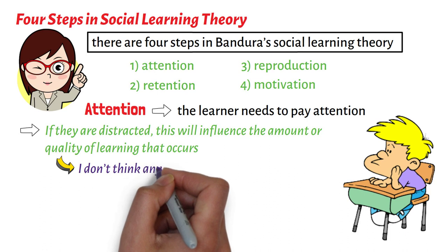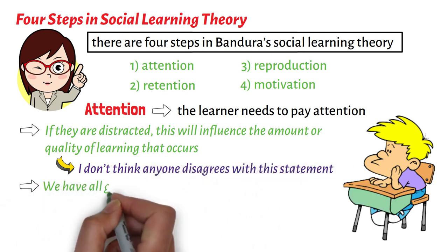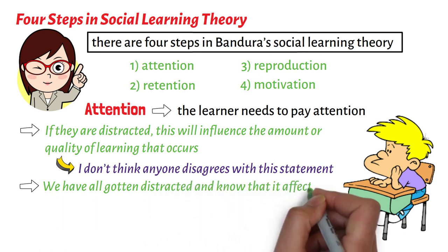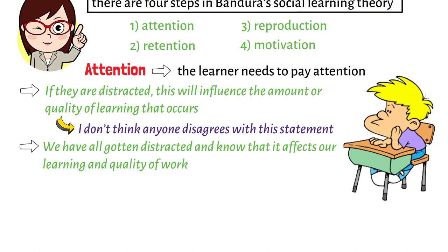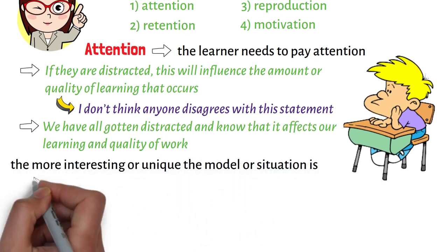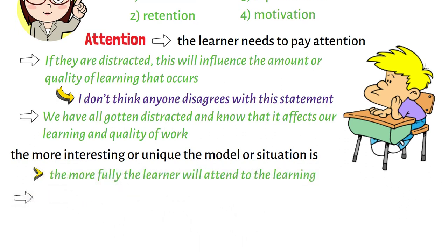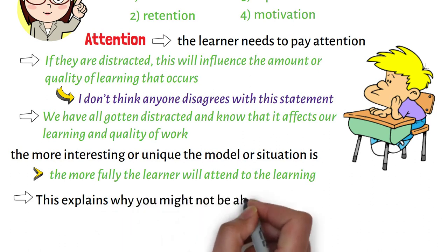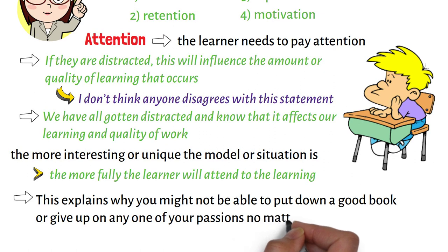I don't think anyone disagrees with this statement. We have all gotten distracted and know that it affects our learning and quality of work. Additionally, the more interesting or unique the model or situation is, the more fully the learner will attend to the learning. This explains why you might not be able to put down a good book or give up on any one of your passions no matter the obstacles you encounter.